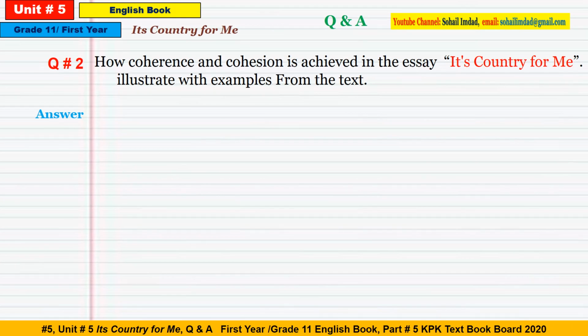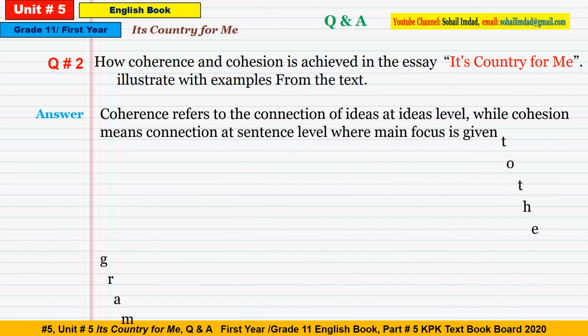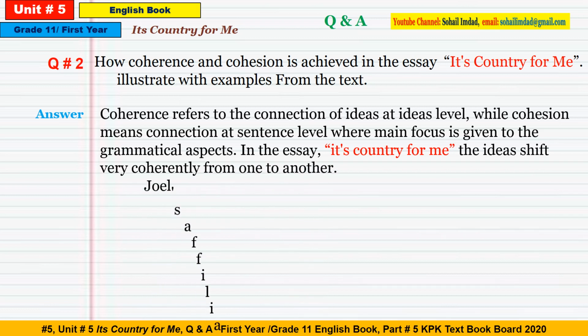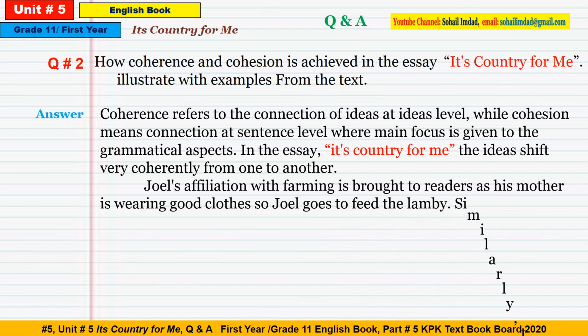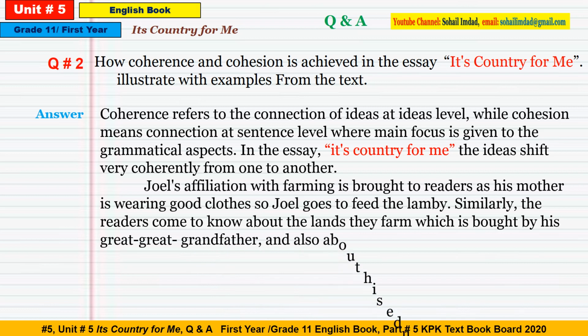Question number 2. How are coherence and cohesion achieved in the essay It's Country for Me? Illustrate with examples from the text. Answer. Coherence refers to the connection of ideas at the ideas level, while cohesion means connection at the sentence level, where the main focus is given to the grammatical aspects.